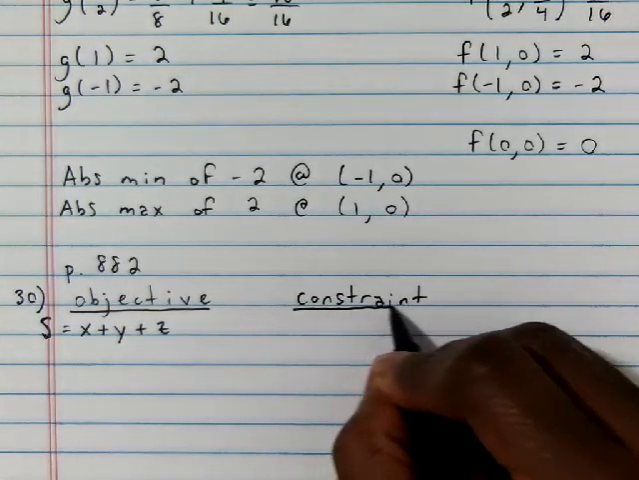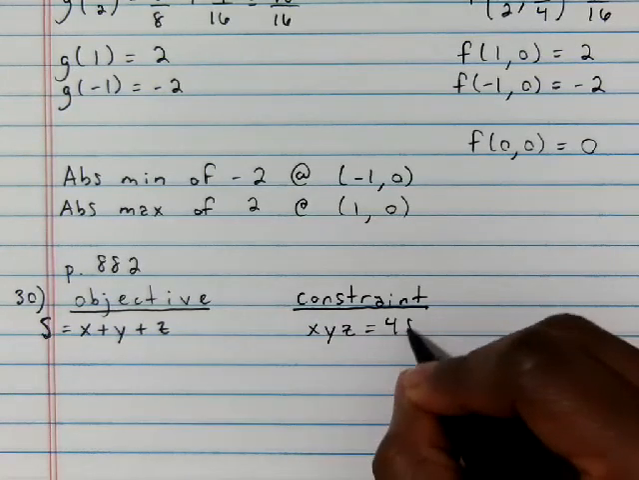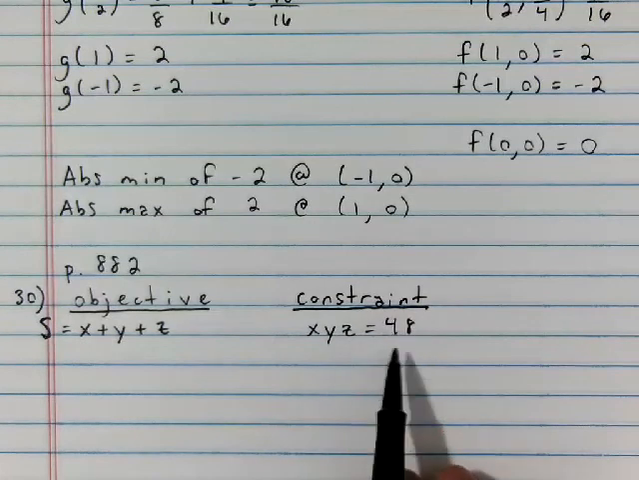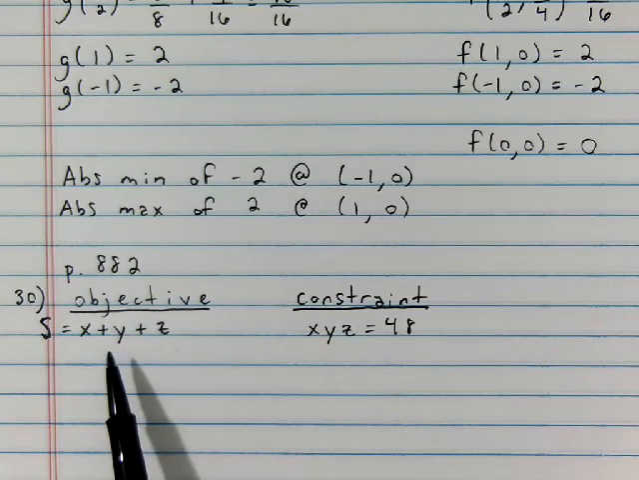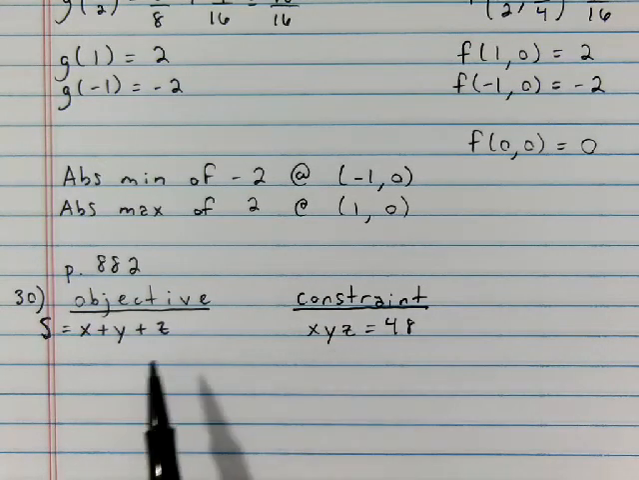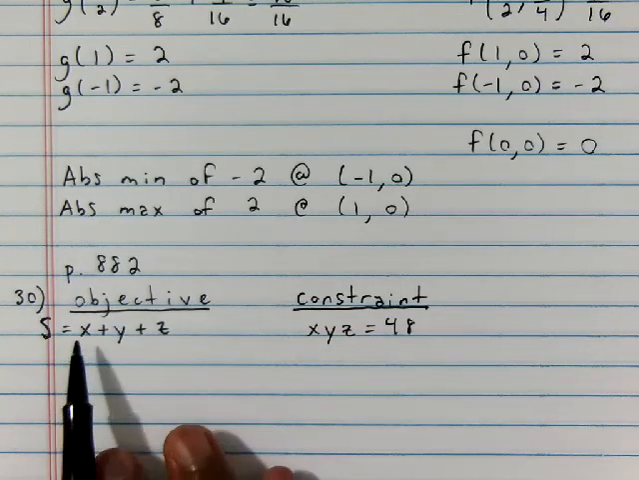Now, we are subject to the constraint that X times Y times Z has to be equal to 48. Their product has to be 48. So your constraint is the thing that you're given a numerical value for. Oftentimes you'll still have to come up yourself with both the objective function and the constraint equation. Everything we've done up to this point has been functions of two variables, and now we have a function of three variables and we're trying to find the max and min for it.